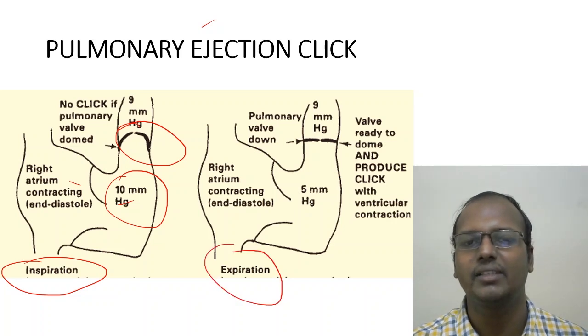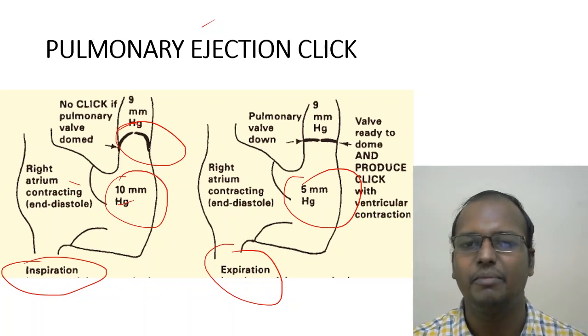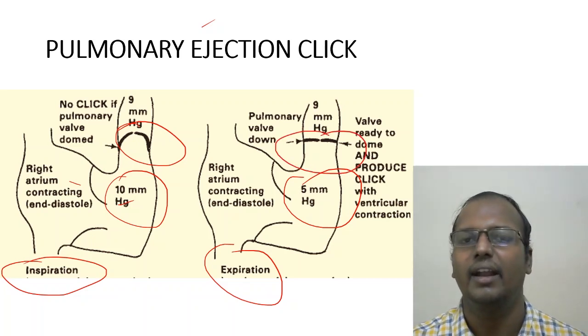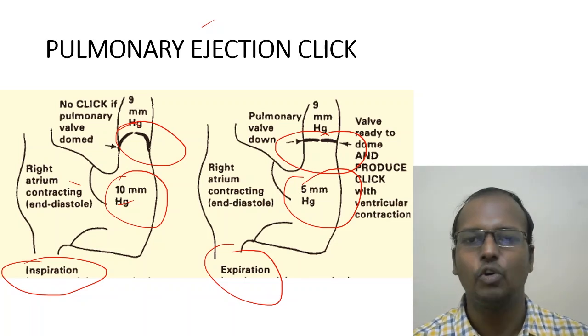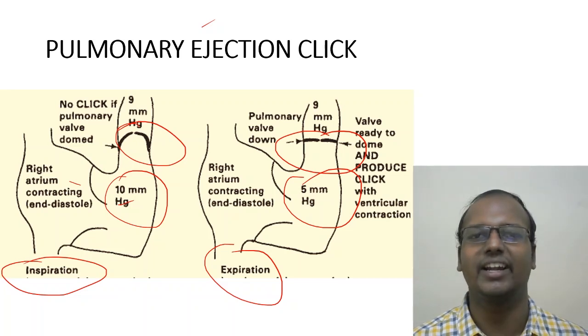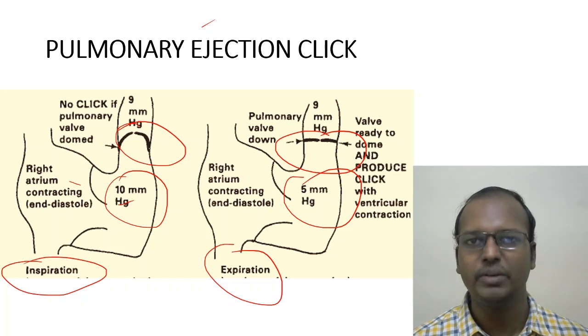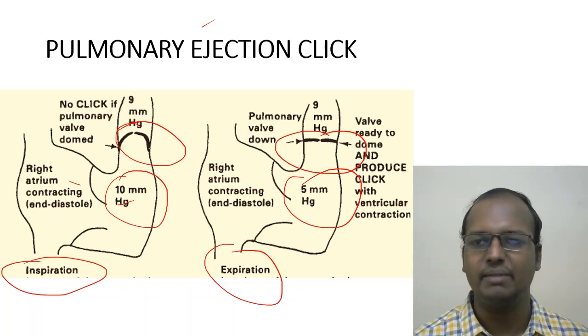Whereas during expiration, less blood is in the right atrium and right ventricle, so the right ventricular pressure is less, so the valve will be in normal position, and it will dome upwards and then open. That will produce a click. That is the reason why the pulmonary ejection click is not increasing with inspiration. Already the valve is in doming position, so opening will not produce much sound.